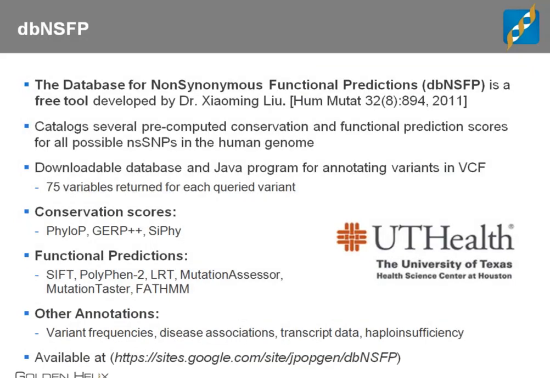Now, I already mentioned dbNSFP. It's a free tool developed by Xiaoming Liu at the University of Texas. It catalogs pre-computed conservation and functional prediction scores for all possible non-synonymous SNPs in the genome. I think the number is around 75 million, if I remember correctly. It's downloadable. It comes with a Java program that you can just feed a VCF file directly into and get a lot of rich information back, including conservation scores, functional predictions, and a lot of other useful annotations. And so we used dbNSFP for generating some of the data that you'll see in the algorithm comparisons today.